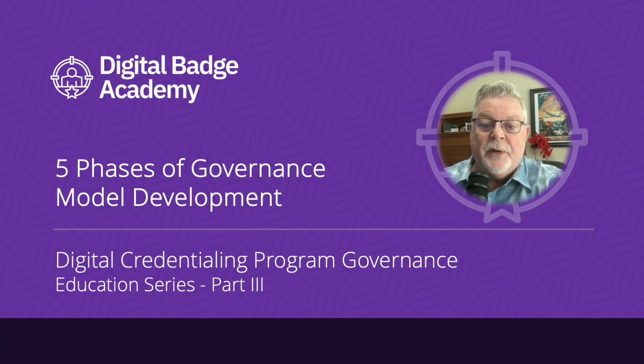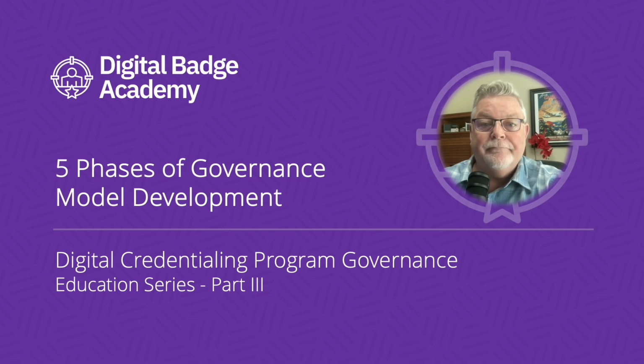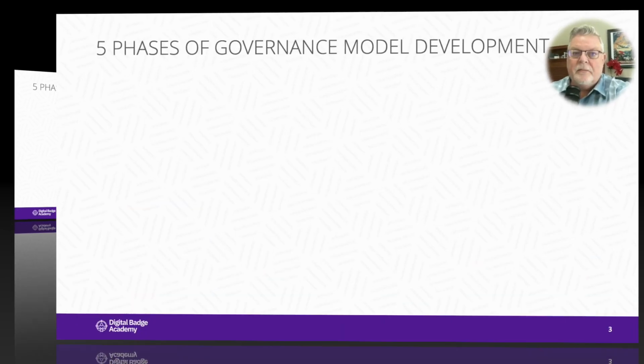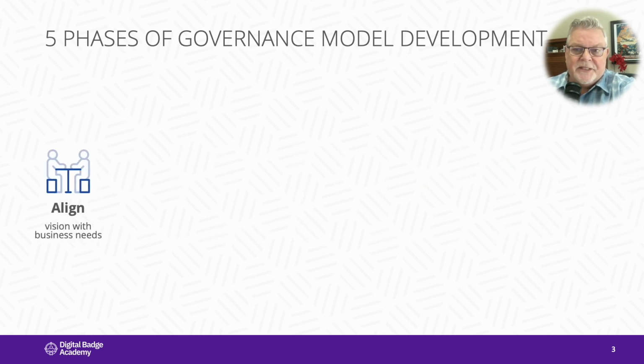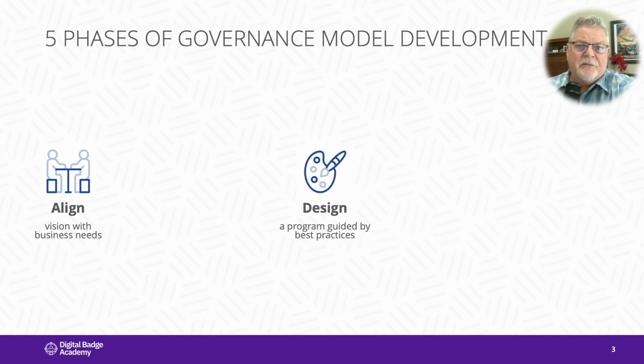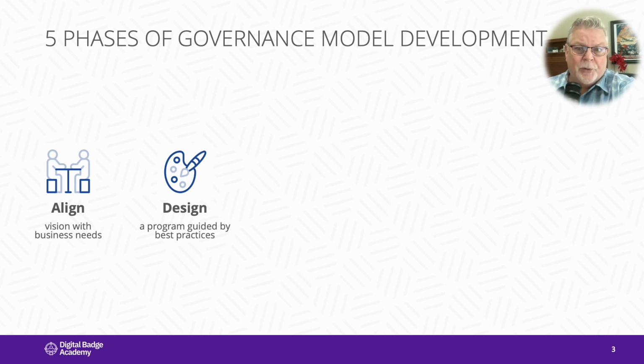Now, let's jump straight into today's topic. Before we take a deep dive into each of these 5 phases, let's take a look at what those 5 phases actually consist of. So the first one is alignment. In this phase, the primary focus is on developing that vision. In other words, what do you want this credentialing program to be in service of, and what kinds of business needs will it need to address?